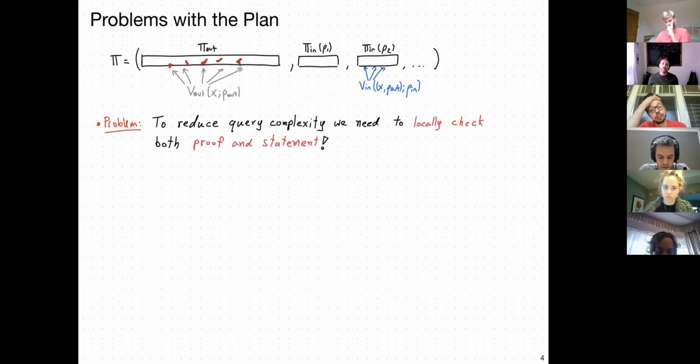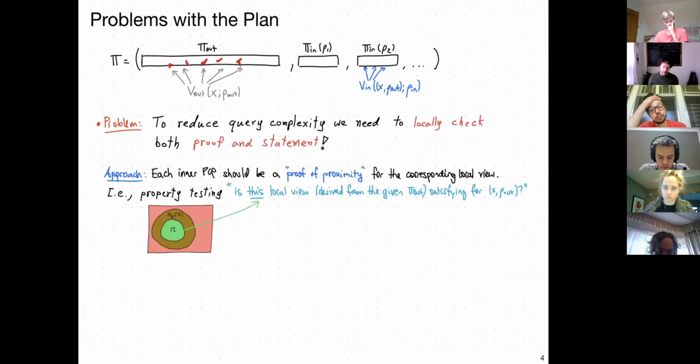And so similarly, we can have a notion of a PCP of proximity. And a PCP of proximity, it's kind of like property testing with proof. So let me try to illustrate what this means. What we want is that each of the inner PCPs wouldn't be a proper PCP. It would be this new notion. And the way of thinking about this new notion is as follows.